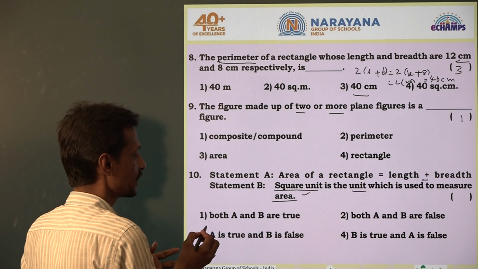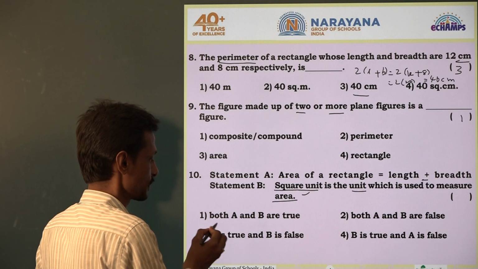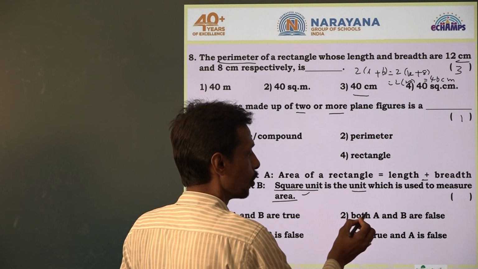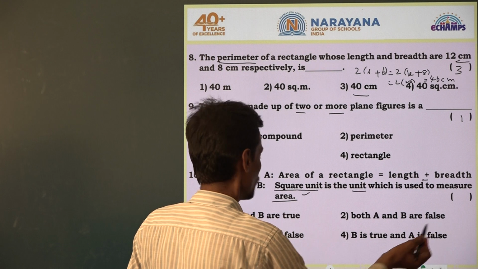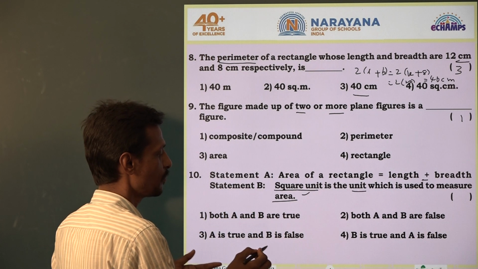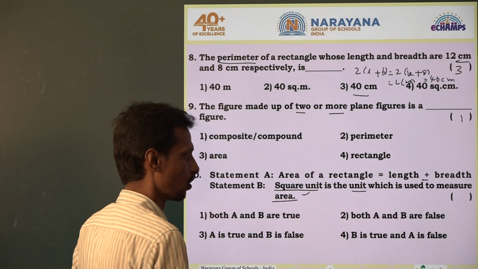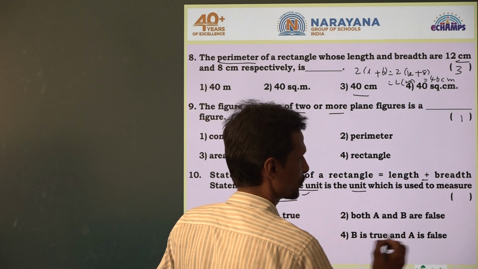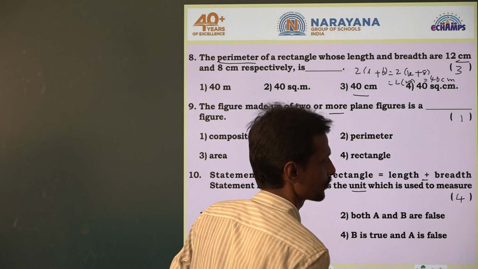So what? Here see the options. Both A and B are true? No. Here both A and B are false? No. Here third one, A is true and B is false? No. B is true and A is false. Yes, fourth option is correct. So fourth option is answer.